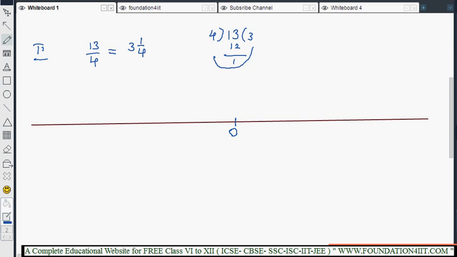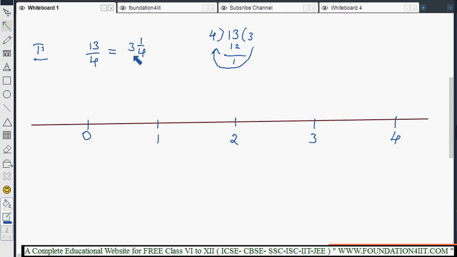Now this is the order, this is the line. 3 next to 1 by 4. That means it's more than 3, less than 4. Right? So you can take 3 and 4 with some more space. So I take 0 a little on this side. So 0, 1, 2, 3 and 4. So your number is 3 1 by 4.